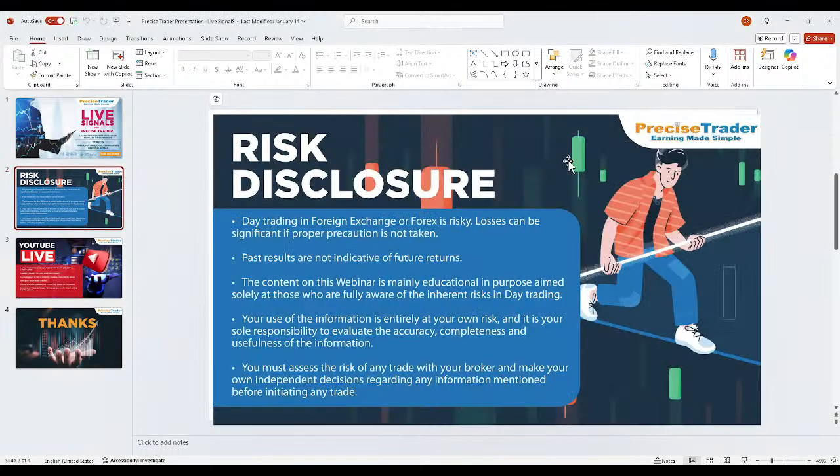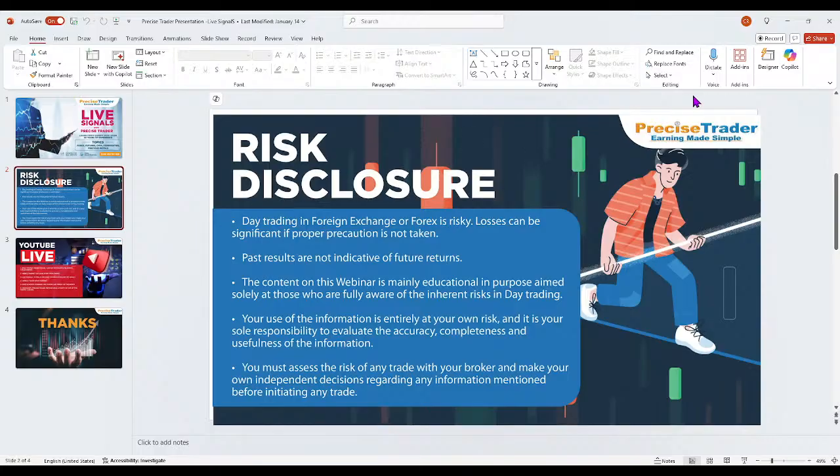Do take note of the risk disclosure. Day trading in foreign exchange is risky. Past results are not indicative of future returns. The content on this webinar is mainly for educational purposes. Use your information entirely at your own risk, and you must assess the risk of your trade with your broker before you put in your trades.